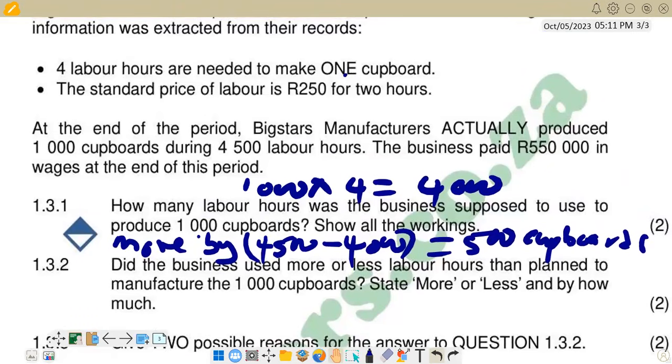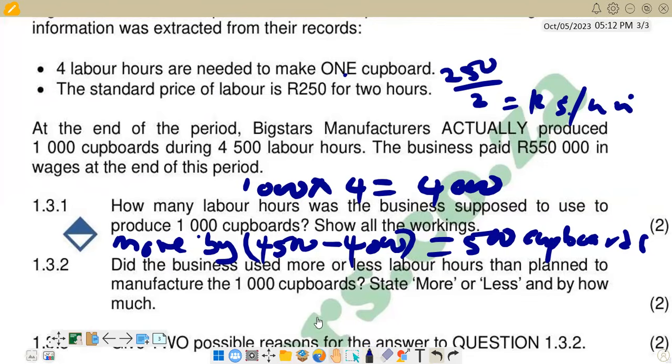If you go there, they're saying the standard price of labor is 250 for 2 hours. If 2 hours are 250, what about 1 hour? We're just going to say 250 divided by 2. If you do that, you get 125. So this one will be equal to 125. This is the rate per hour, 125 per hour, and we have got 4,500 hours.